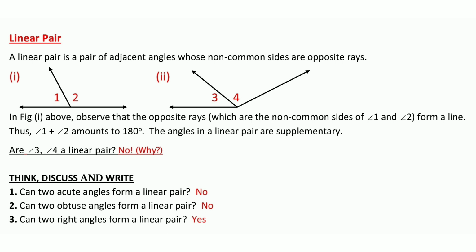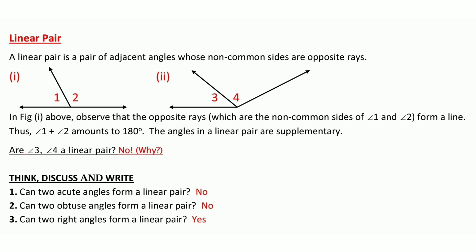While in second, the two rays that are on the left side and on the right side are not opposites of each other. So it's not a linear pair. Now in figure 1 above, observe that the opposite rays, which are the non-common sides of angle A and angle B, form a line. Thus, angle A plus angle B amounts to 180. The angles in a linear pair are supplementary.